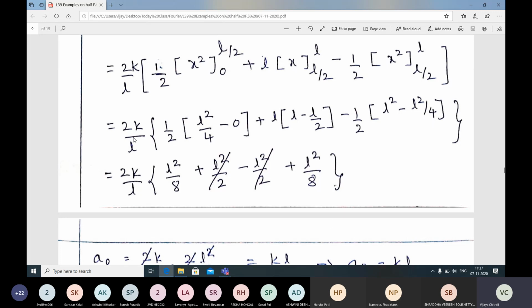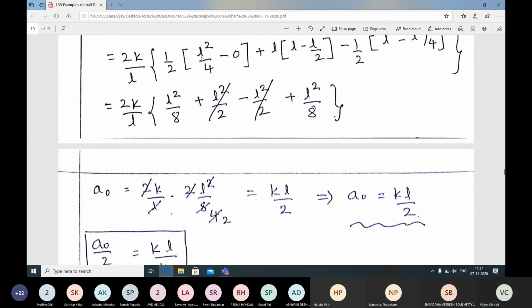Now simplification. 2k divided by L as it is. L square by 4, multiply this with 1 by 2, L square by 8. L minus L by 2, taking LCM. LCM is 2, and simplify. 2L minus L is L divided by 2. So this is L by 2 into L is L square by 2.